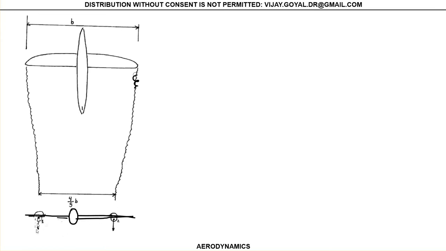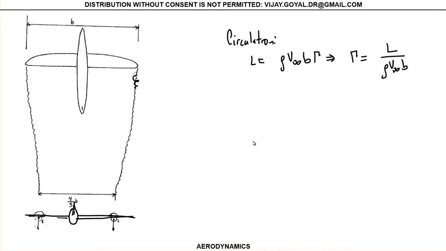So the question is, how much is this downward velocity? First of all, if you remember your circulation, this comes from the problem itself. It says L is equal to rho v infinity times b times gamma. Then from here, I know what my circulation value is. My circulation is given by this equation.